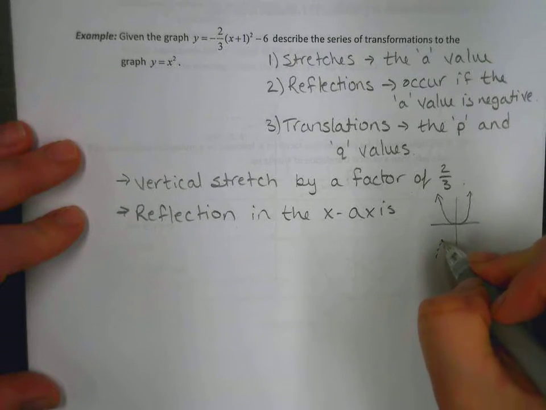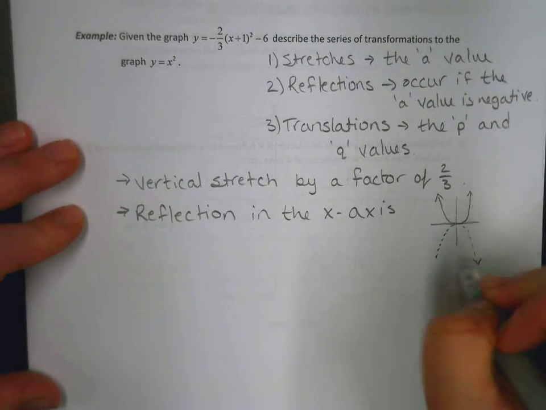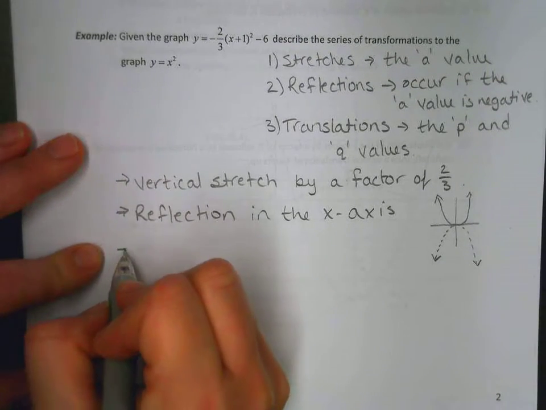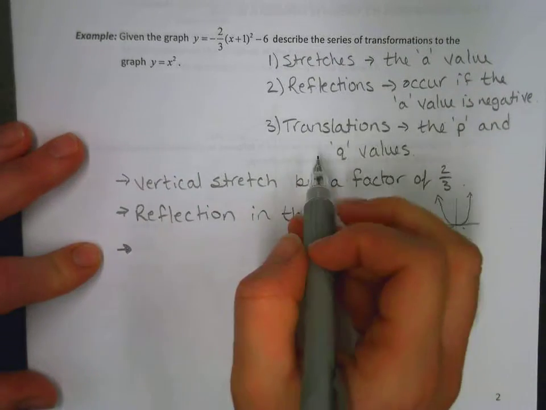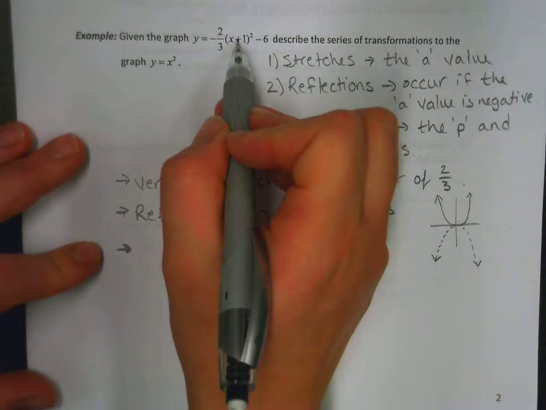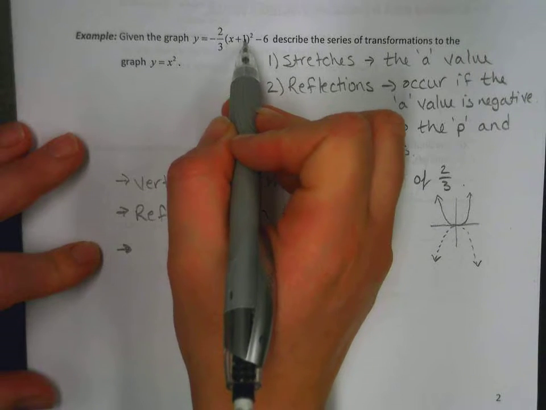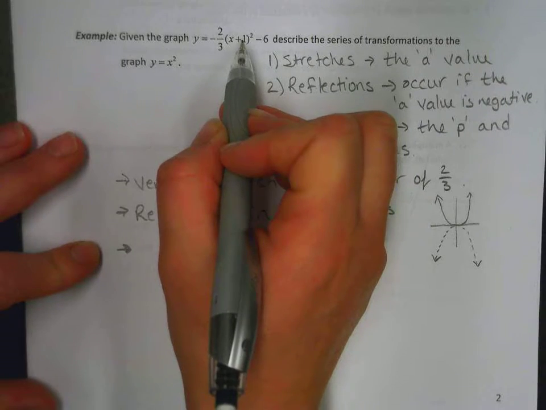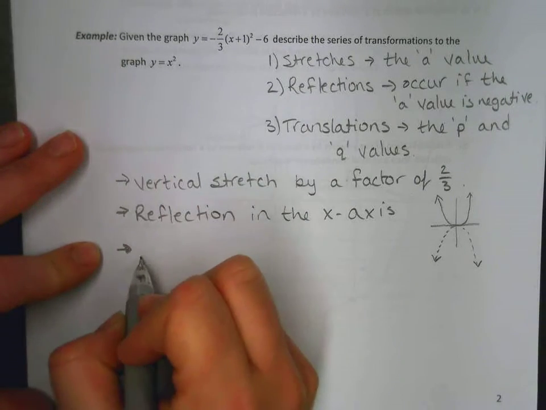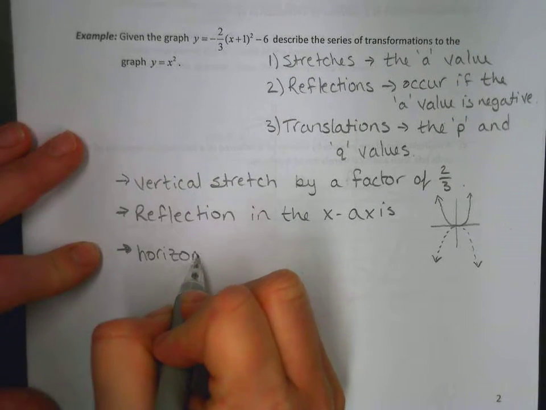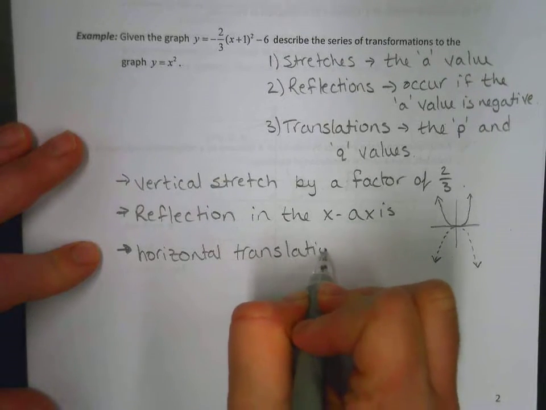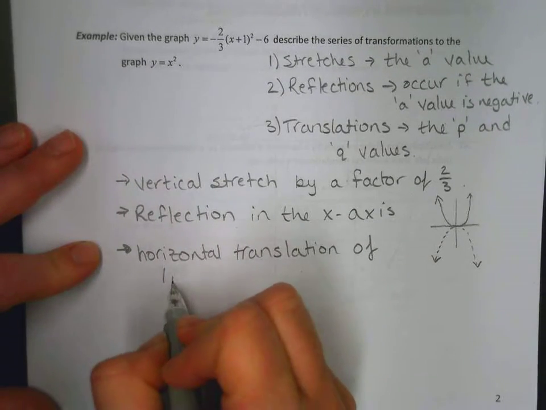The next value, now I'm going to look at my translations. Well, I'm going to look at my p and q values. Well, my p value here, even though it says x plus 1 inside my brackets, remember our p value is kind of opposite of what it looks like. This is technically a -1, so this is a horizontal translation of 1 unit left, right? Because technically this p value is a -1, and a negative means a negative direction, which is left.